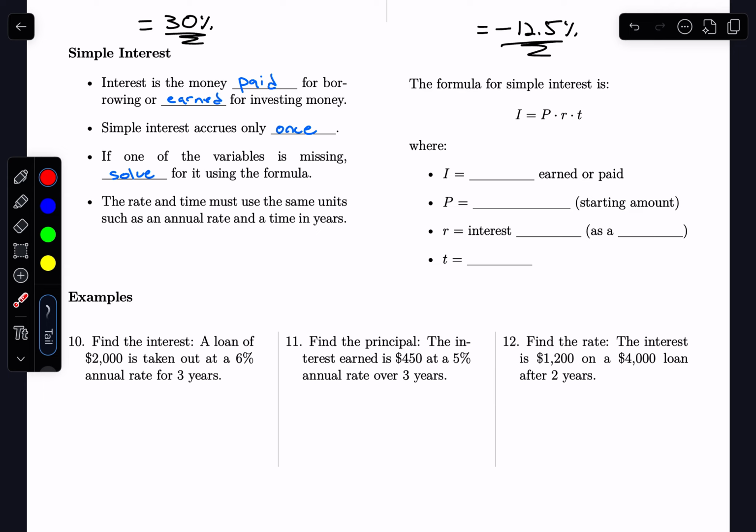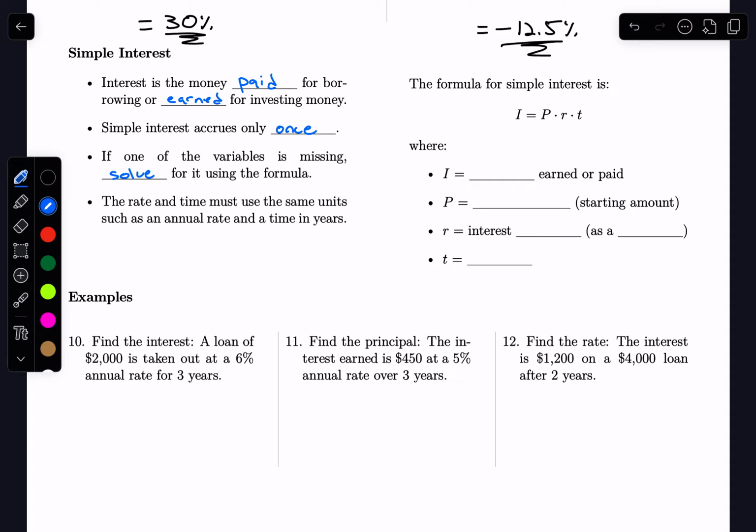All right, and then just as a note, it's not going to be relevant for us here, but in future classes, we will make these problems a little bit harder by giving you different units. And so just be aware that the rate and time must use the same units. So if it's an annual rate, it needs to be a time in years because annual means yearly. And so our time would need to be measured in years. But if it was a daily rate, then we would need a time in days. Or a monthly rate, we would need a time in months. So just always look out for that because they need to be the same.